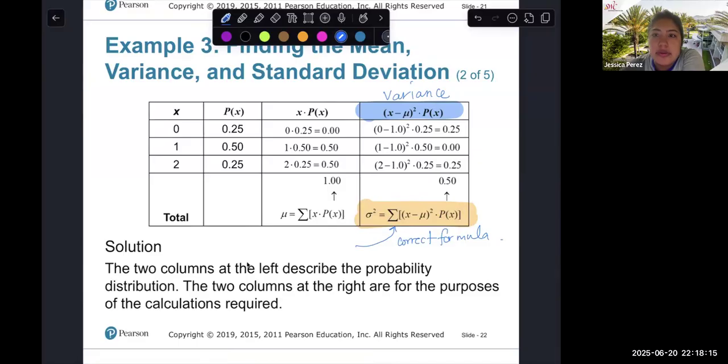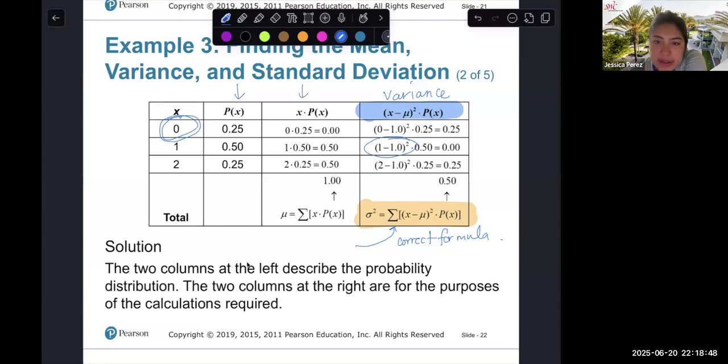For the variance, we take the value of each x and subtract mu, the mean or the expected value for the probability distribution. Remember, it's mu because we're looking at a population, not a sample. So it's 0 minus 1 times 0.25, and then 0 minus 1 squared. So there's p of x.